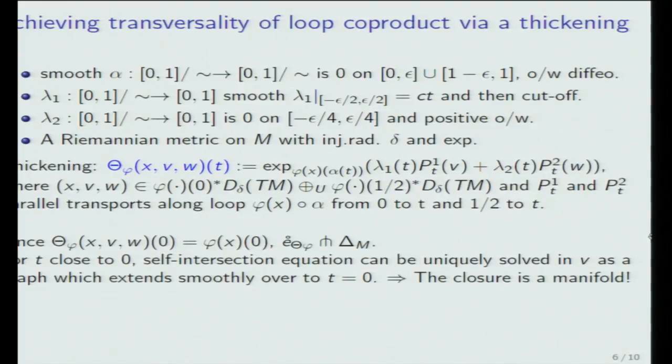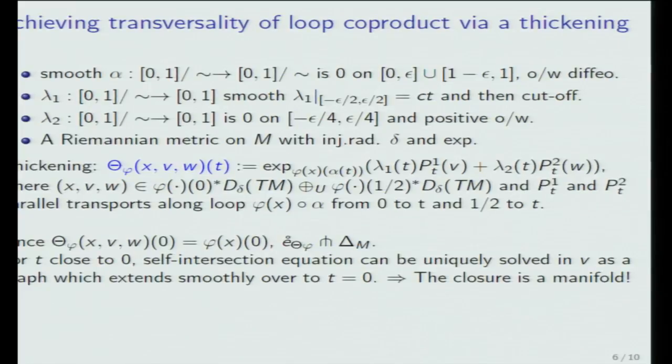By construction, at time 0 it does nothing; it's the original loop at time 0. But at other non-zero times, one of the cutoff functions is non-zero, and you have a tangent space's worth of movement to make it transverse to the diagonal. So this ensures the preimage of the interior evaluation is a manifold.